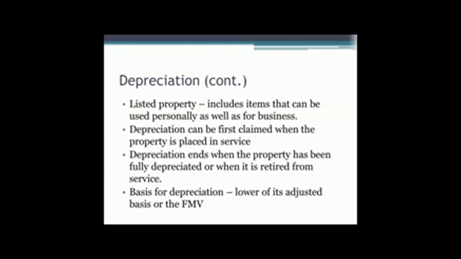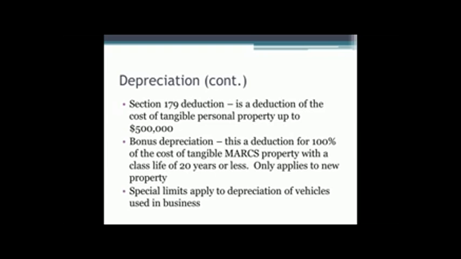Depreciation can be first claimed when the property is placed in service. Depreciation ends when the property has been fully depreciated or when it is retired from service. Basis of depreciation is either the lower of its adjusted basis or the fair market value. A Section 179 deduction is a deduction of the cost of tangible personal property up to $500,000.